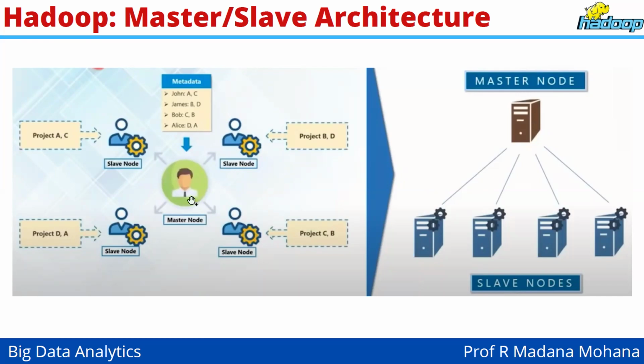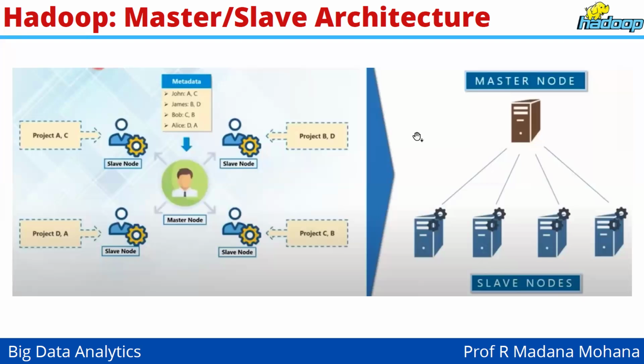Here you can see this, you can make it that a project manager now becomes the master node because all are under control of the project manager. Then all the individual 4 members are called slave nodes. So the interaction among master node and slave nodes, that's why it is called master slave architecture.